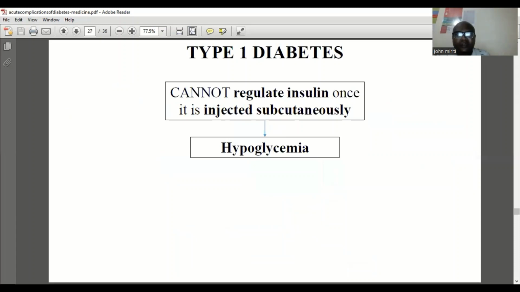So in type 1 diabetes, you cannot regulate insulin once it is injected subcutaneously, so this can result in hypoglycemia. The moment you inject the patient with insulin subcutaneously, you cannot regulate it. The key thing is you have to continue monitoring the blood sugars of your patient regularly, almost every 15 minutes, and then you give them 50 milligrams of glucose, so that you can be able to give this patient if the patient starts developing hypoglycemia.